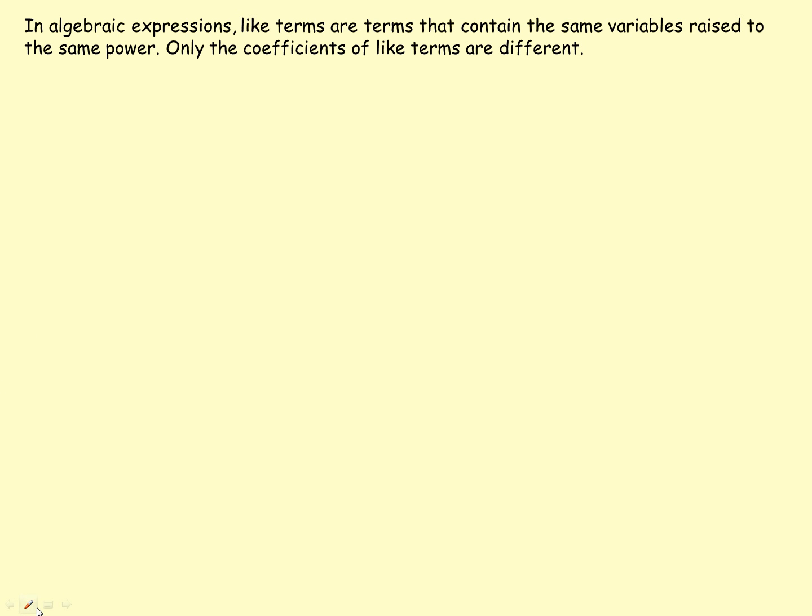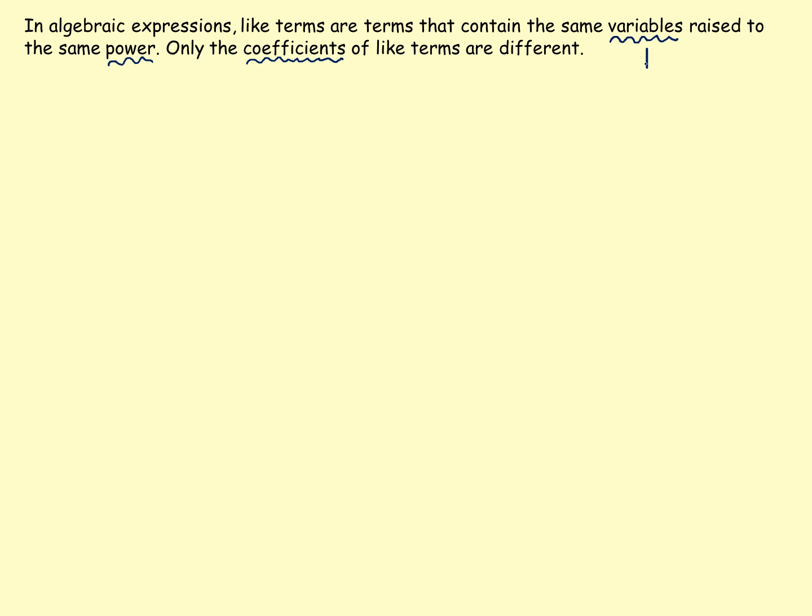Okay, in this video we're going to have a look at simplifying algebraic expressions by collecting like terms. Now to do that we've got to understand what like terms means. So there's our definition. We've got a few keywords in there that we need to understand as well. So in algebraic expressions, like terms are terms that contain the same variables raised to the same power. Only the coefficients of like terms are different.